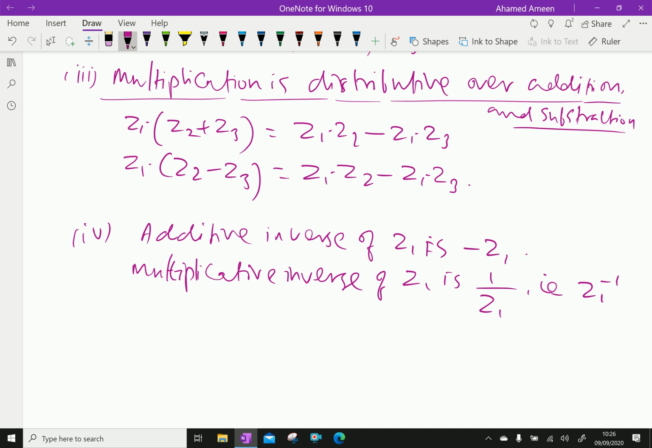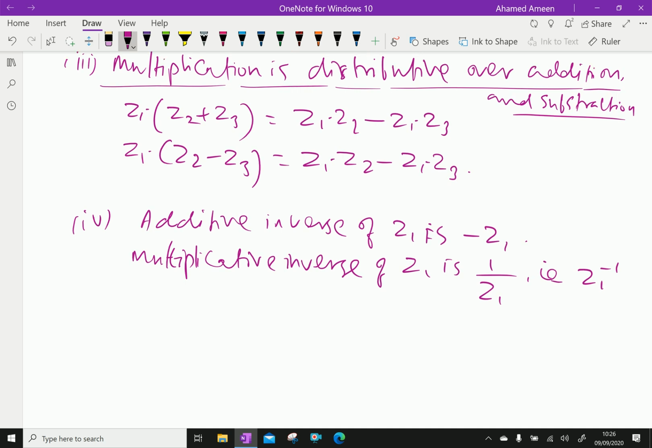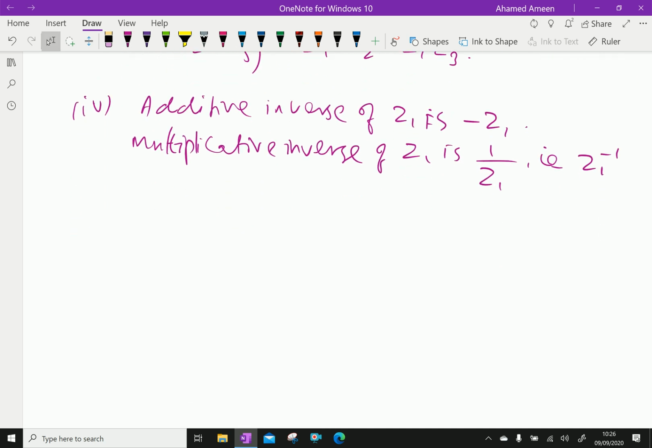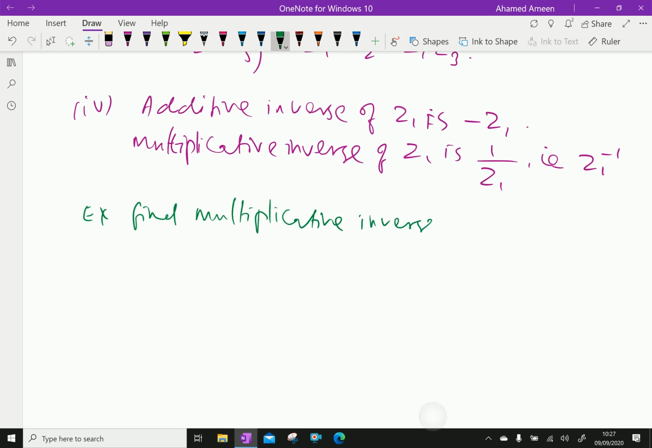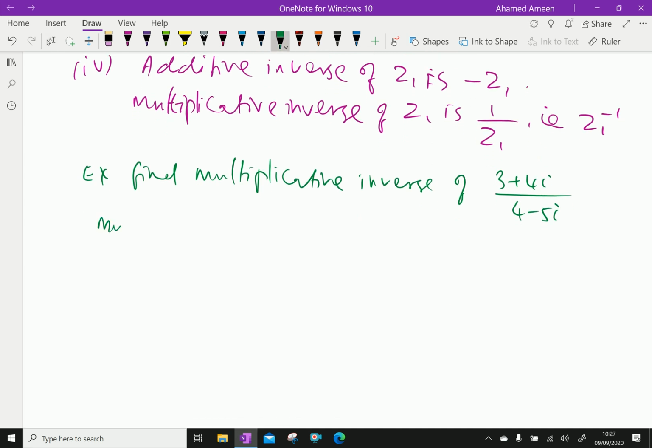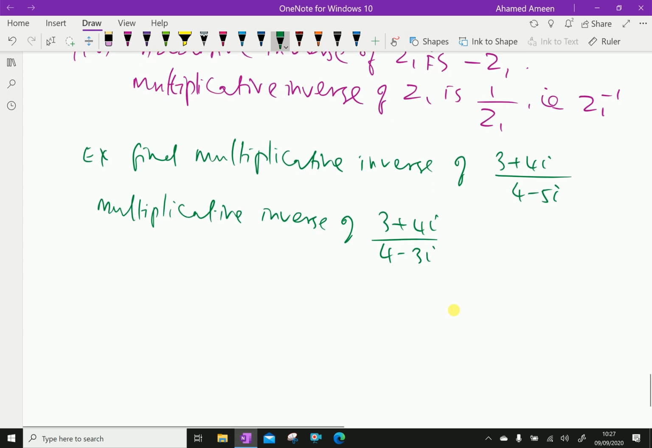Now next we'll do an example for inverse. Find the multiplicative inverse of 3 plus 4i over 4 minus 3i. The multiplicative inverse of 3 plus 4i over 4 minus 3i is just the reciprocal, which is 4 minus 3i over 3 plus 4i.